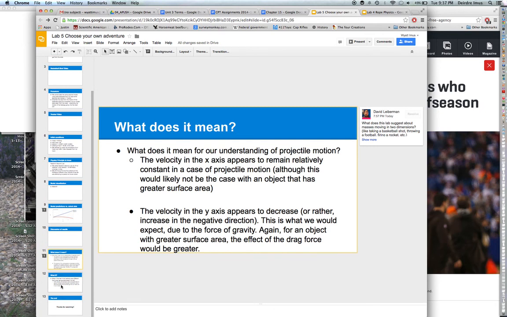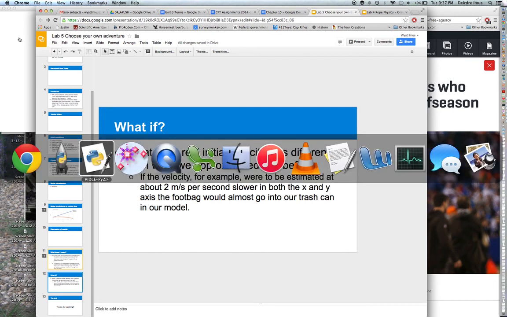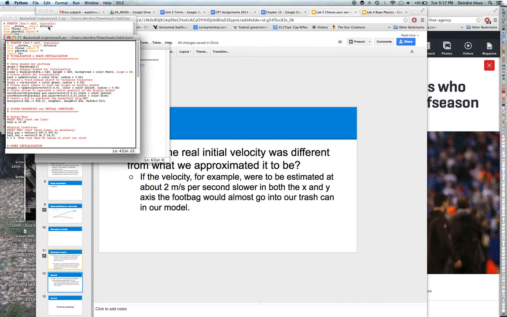And just like in all the other labs, we developed our own what-if question. We said, what if the real initial velocity was different from what we approximated it to be? That's a great question, because if we had done a better job and possibly predicted a velocity that made the footbag land in the trash can, obviously it'd be more satisfying. So we said, just for example, what if it was 2 meters per second slower in both the x and y axis? We actually see that the footbag would almost land in the trash can.